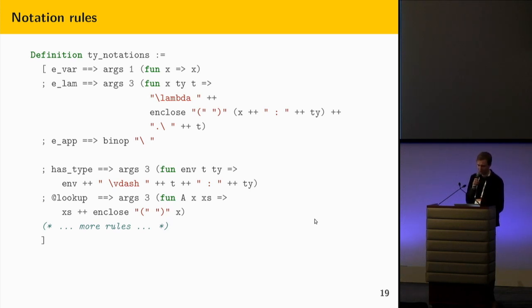So for example, here at the top you see a few rules for the three constructors of the lambda calculus. So this says that if you see a variable case, when it's applied to a single argument, which is the name of the variable, you just print the name of the variable. But in the case of the lambda, you get three arguments, and you can combine those three strings basically into what you would expect in LaTeX.